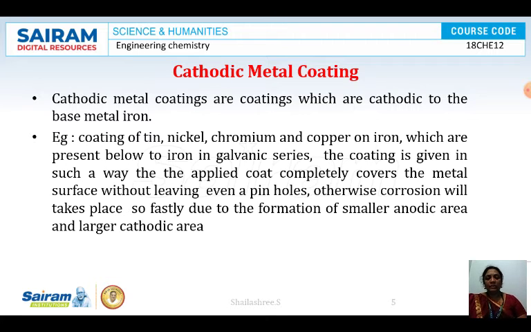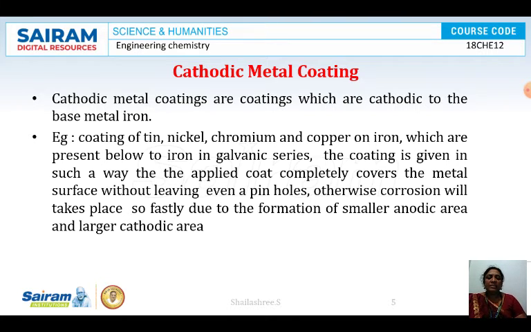Cathodic metal coatings are coatings which are cathodic to the base metal. If we coat iron with any metal present below it in the galvanic series, which are the metals below iron? Tin, nickel, chromium, copper, etc. If you are coating iron with any of these metals, it is called a cathodic metal coating.